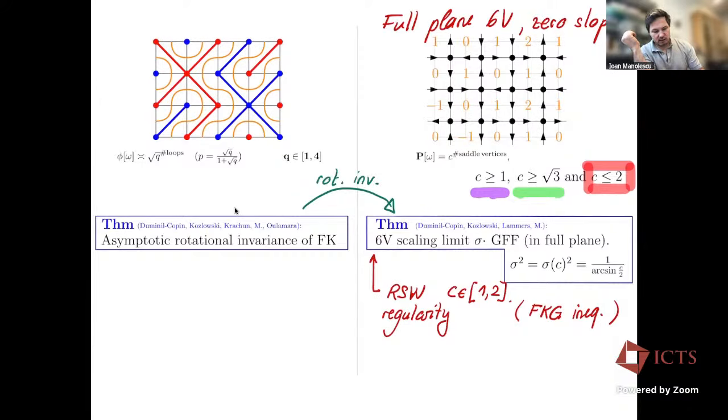So if you take these two elements together, this tells you that there should be subsequential scaling limits for the height function. They should behave qualitatively like GFF, and they are rotationally invariant. And this rotation invariance is a powerful tool. But this is not going to suffice to get the scaling limit.